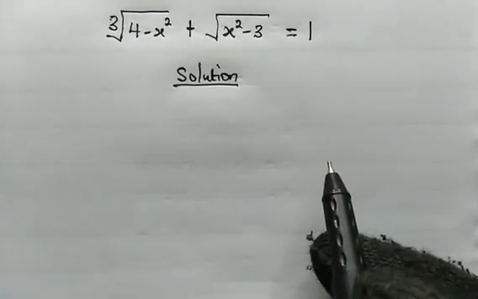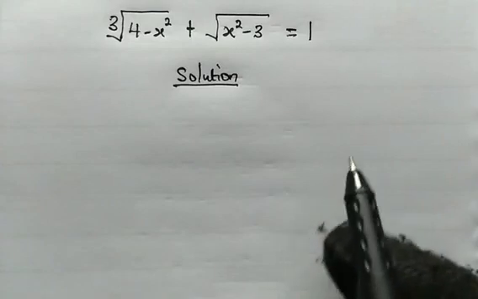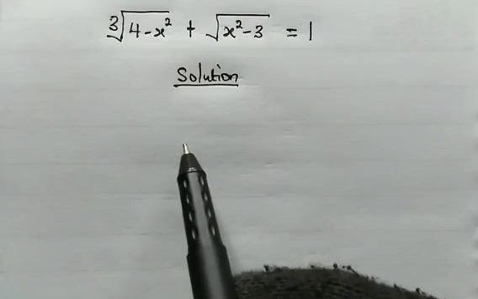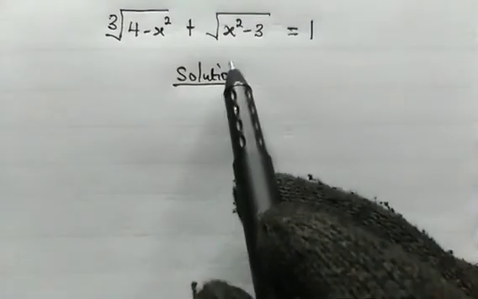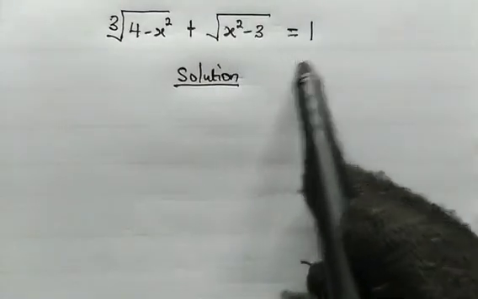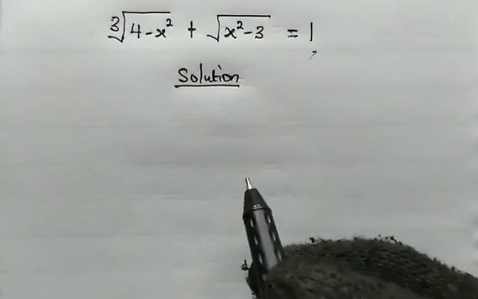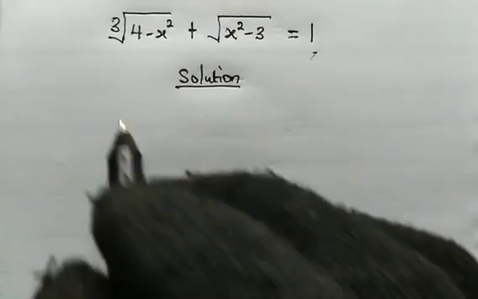Today we're going to solve the following given radical equation. We have the cube root of 4 minus x squared plus the square root of x squared minus 3 equals 1. So we're going to start by substitution.